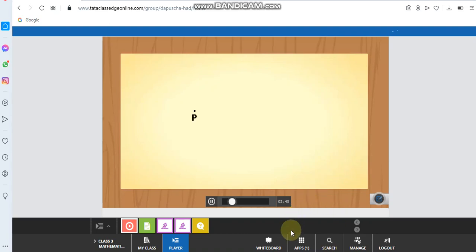A point has no length, breadth or thickness, but it shows a definite position. So here the video has explained that it has a definite position but it does not have any thickness or any length. So this is the point and we can represent a point with any capital letter.